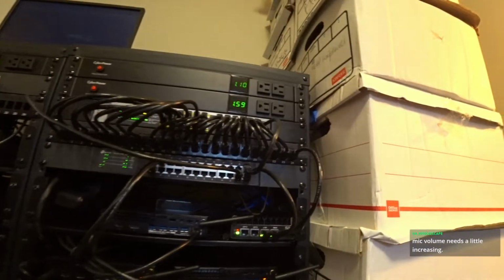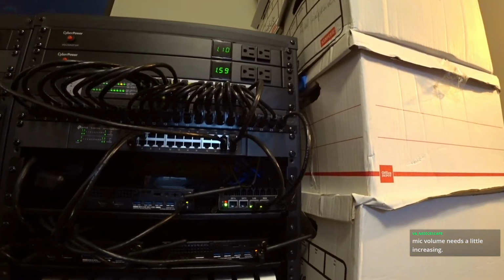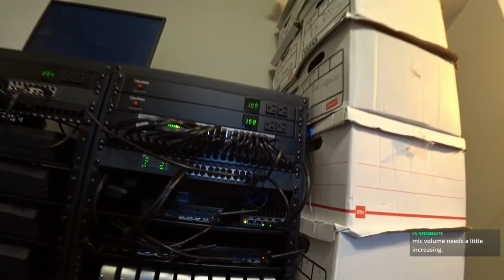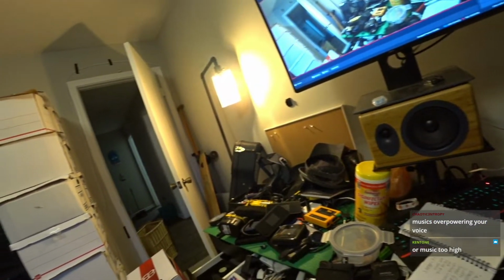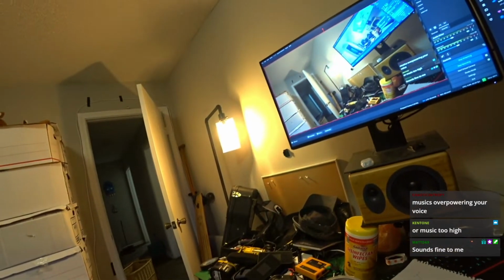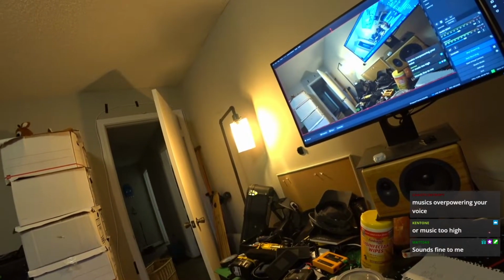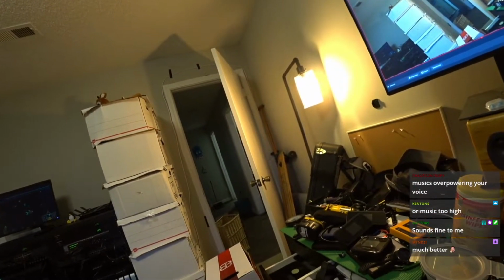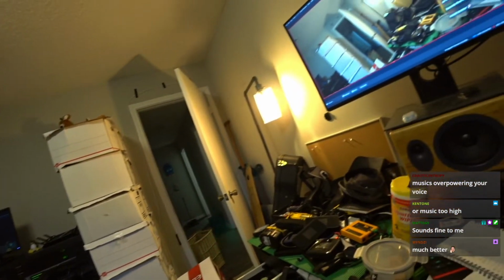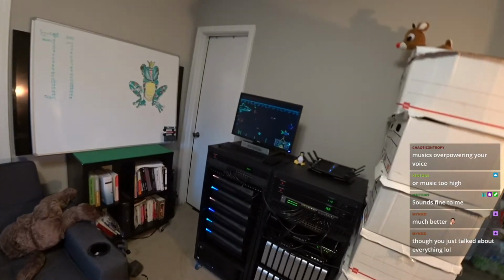Mic volume is too low. The mic volume needs a little increasing. What if I turn the sound down? If I turn the sound off? Yeah, if I turn the music off. Wait, it's still on. Okay, how about now? Fine to you without the music? Yeah, check 1, 2. I can turn it up just a tad. Check 1, 2. Check 1, 2. Alright, so let me do that again.